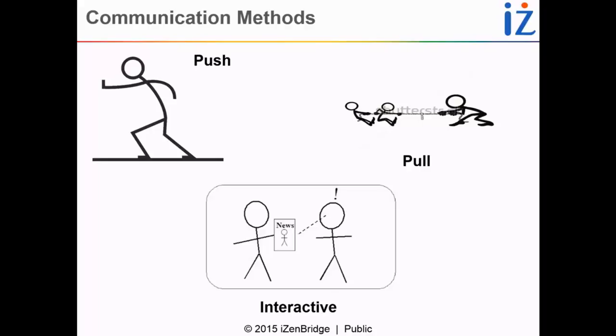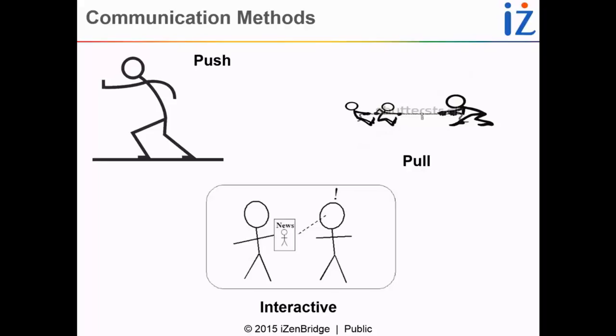Now, we also have what is called push communication. In push communication, email is a good example. You are sending out something to a group of people. Or you could have a printed report and then you are sending it out to 10 members of the steering committee, for example. So that is called push communication.